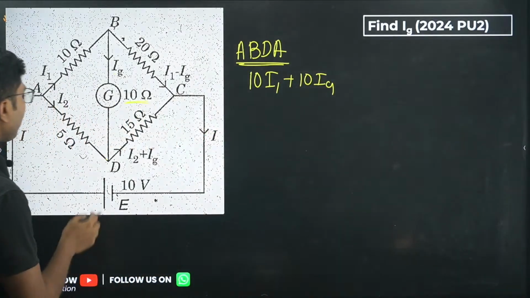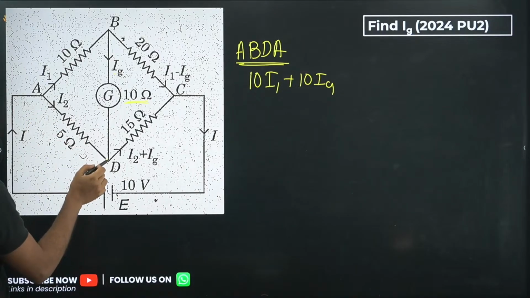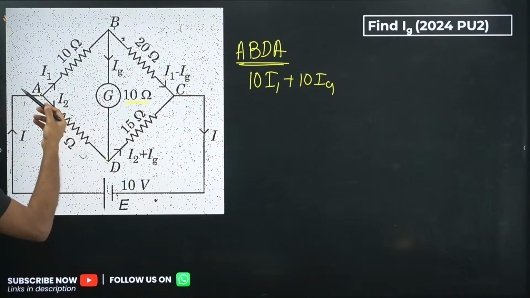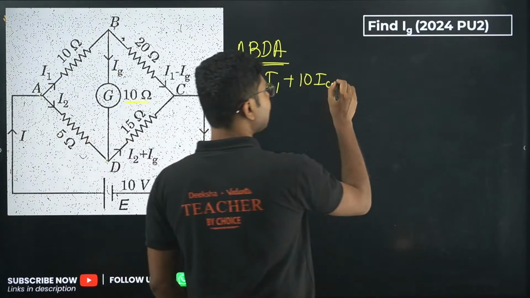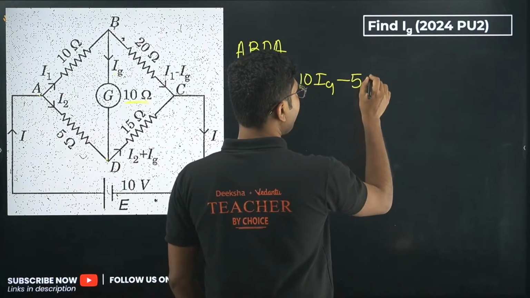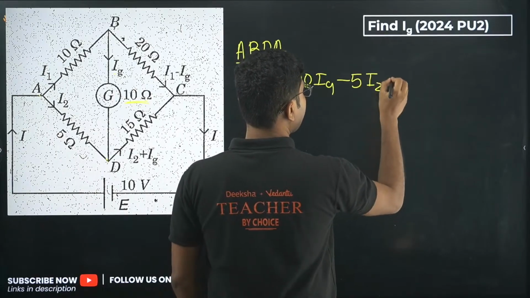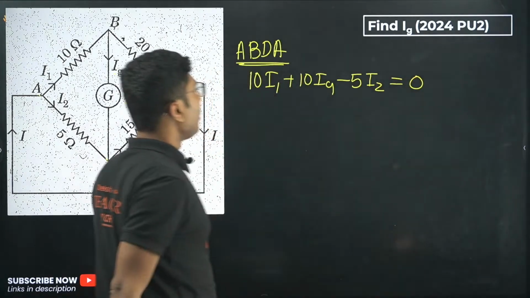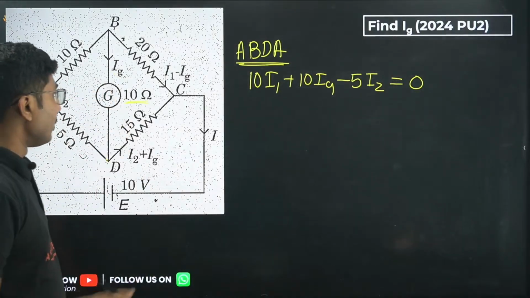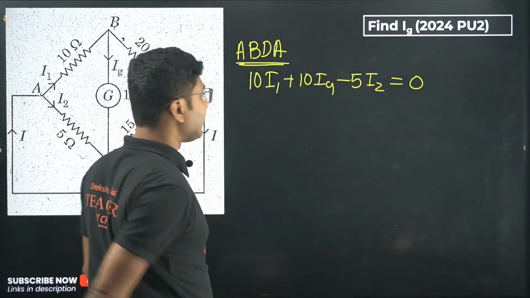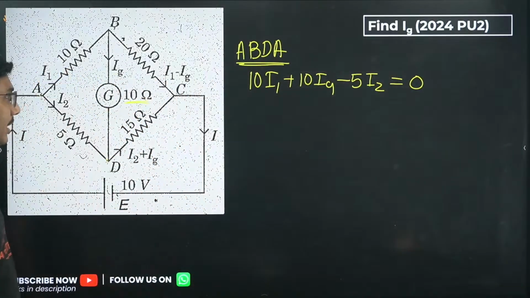Now when we are going from D to A, we are going in the opposite direction of the current. Opposite direction of the current means it will be minus 5 I2, that is equal to 0. Okay, that is equal to 0. So this is our first equation that we have got.